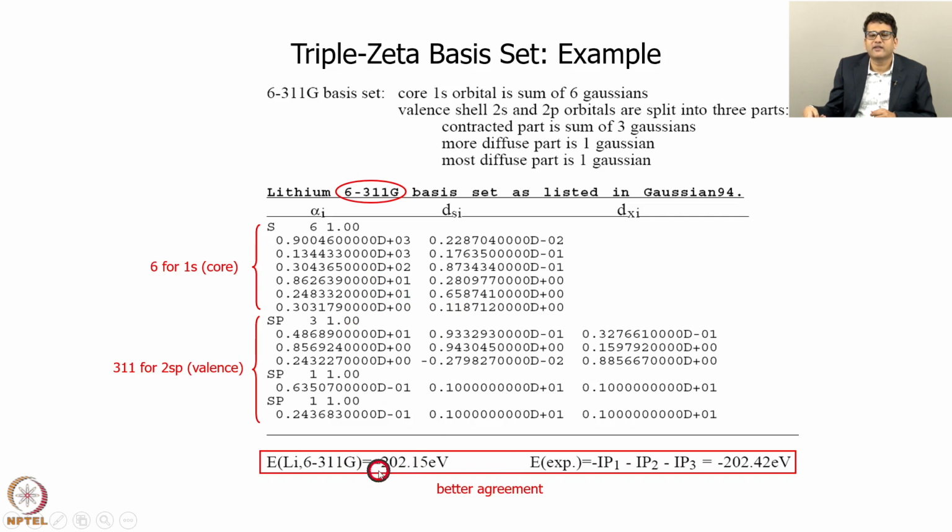And if you calculate the energy, now you see the energy comes to 202.15, which is in very good agreement with the corresponding experimental value. Of course, there is some disagreement, and that is due to what is missing in the Hartree-Fock, which is called the correlation effect. We will come into that.